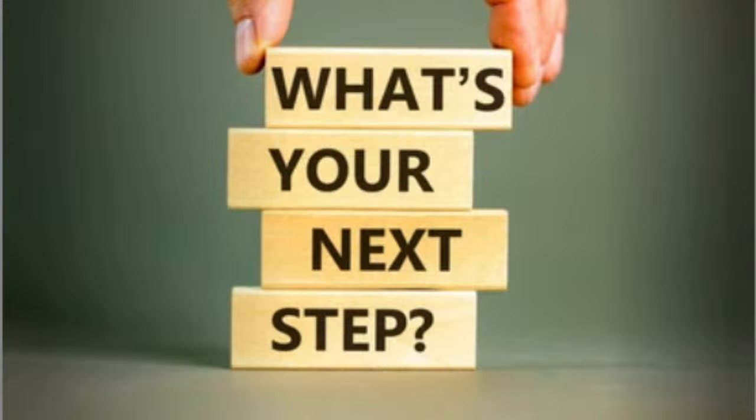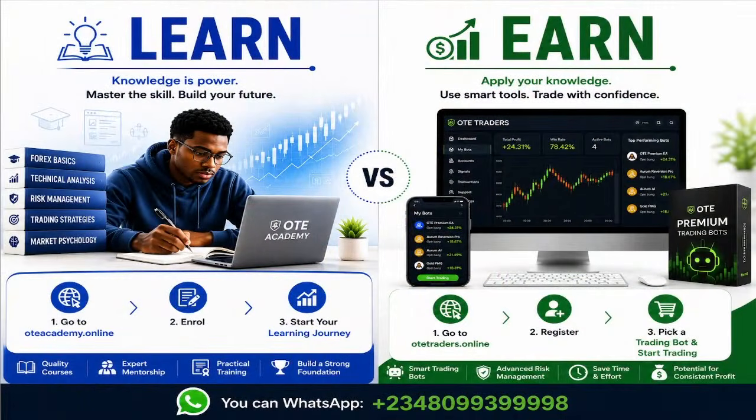So I know a lot of people will be like, what's the next thing now? I've had a lot today. What's the next phase for me? What should I do next? It's very simple. You can decide to learn. Knowledge is power, like they say. Master the skill, build your finance. To learn, you can just take a screenshot of this page. Go to oteacademy.online, enroll, make your payment of 100,000 naira, and you start learning.